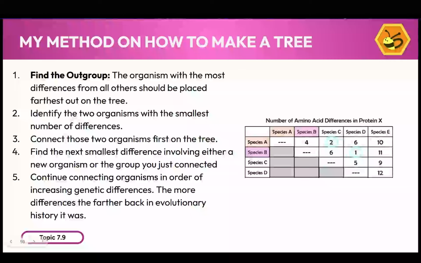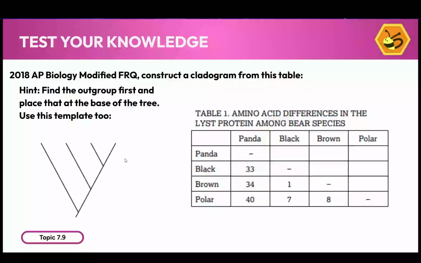All right. So you're gonna continue connecting organisms in order of increasing genetic differences, and the more differences, the farther back in evolutionary history it was. All right. So I actually want to walk us through this together, because I realized that I was just doing this earlier, and it is a little difficult. But this is a modified 2018 AP Biology FRQ. Basically, the question asked, construct a cladogram from the table. And I'll walk us through this.